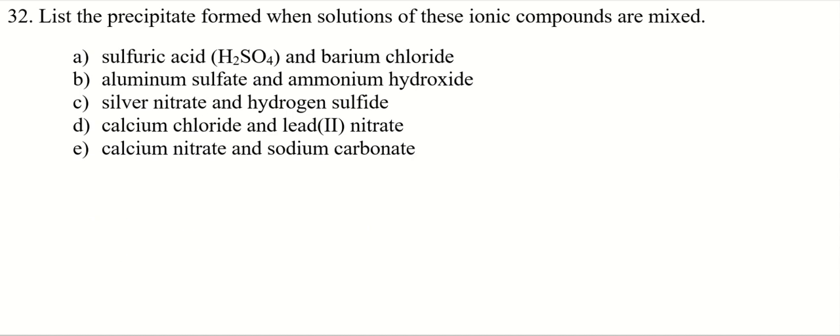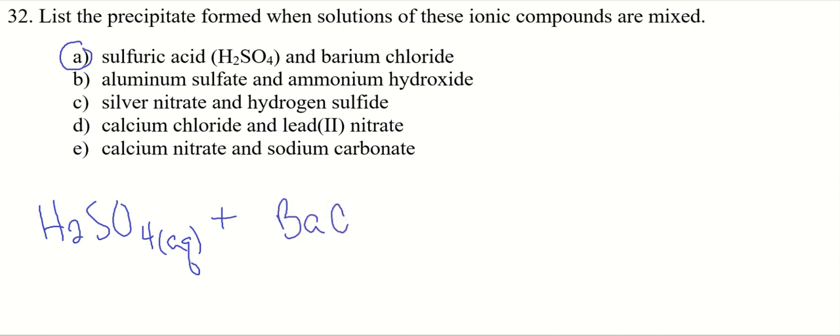All right, let's do problem A. Sulfuric acid, the formula is given there for you. So that's going to be H2SO4, and these are all in solution, and that's going to mix with barium chloride. So to get the formulas, always use the charges. Barium is an alkaline earth metal, and chlorine is a halogen. So you want to crisscross those charges to get BaCl2, and you're going to write AQ to indicate that that's soluble.